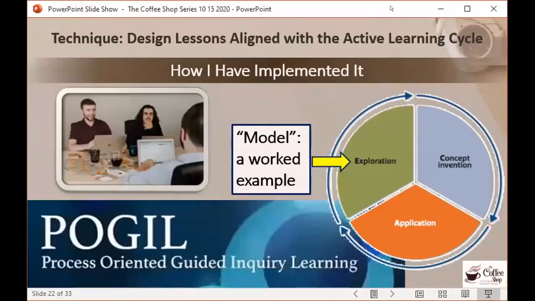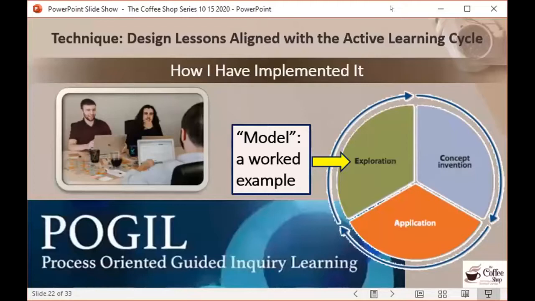So on the next slide here is how I implemented my active learning cycle. And this is a particular brand or flavor for a recipe on how you can develop an activity which is aligned with the active learning cycle. It's called process-oriented guided inquiry learning. It's often used in science courses to generate worksheets that you can use for small group settings.